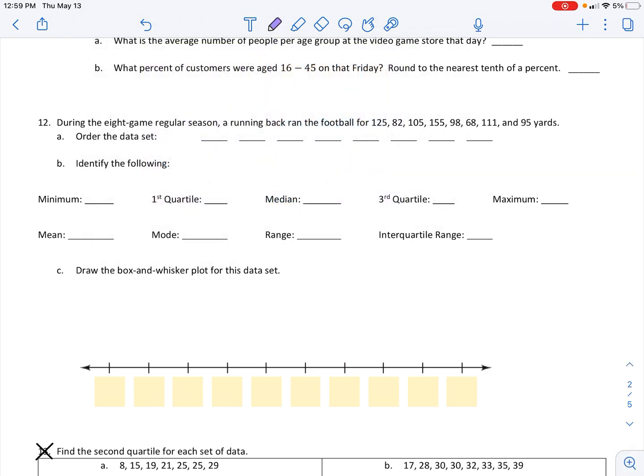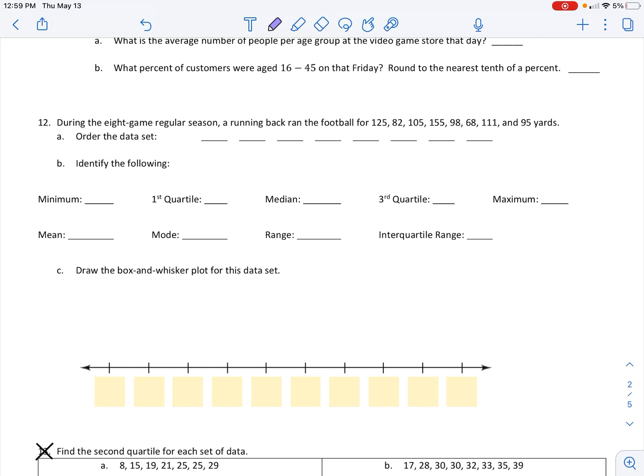So with number 12, we are going to end up creating a box and whisker plot. It says during the 8-game regular season, a running back ran the football for, and then it gives you a bunch of different yards, okay? So that's his yards he ran in each game. So for part A, order the data set. So we're going to order the data set from smallest to greatest.